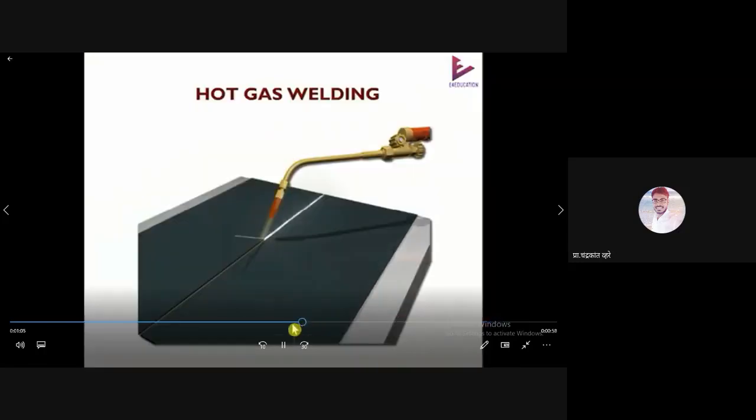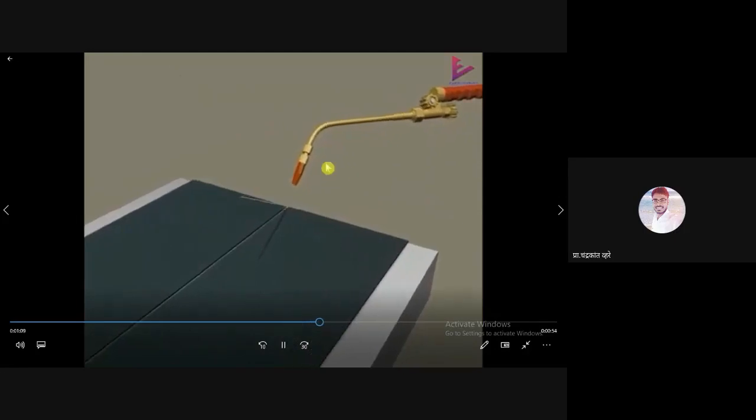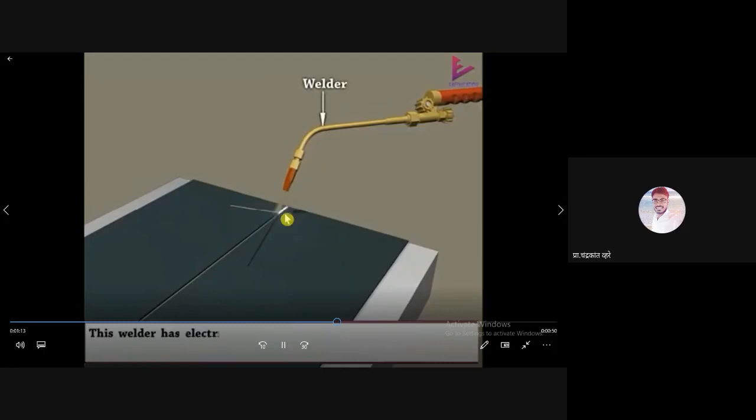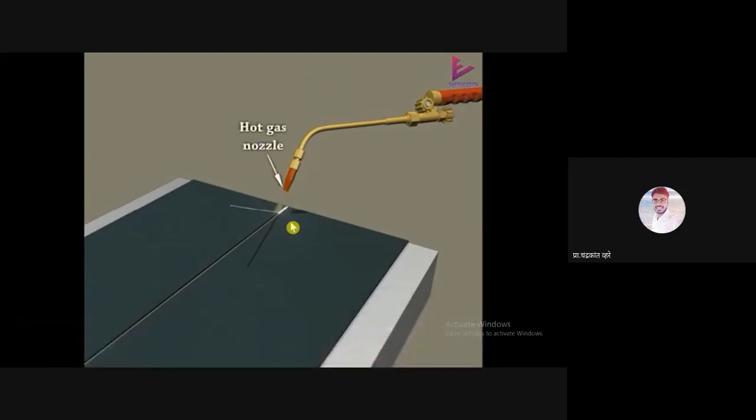Once again see hot gas welding. Here gas is coming, this is burning gas, and this is filler material, and these are the two parts. This is permanent welding. You can call it a permanent welding. Okay, so that much is simple.